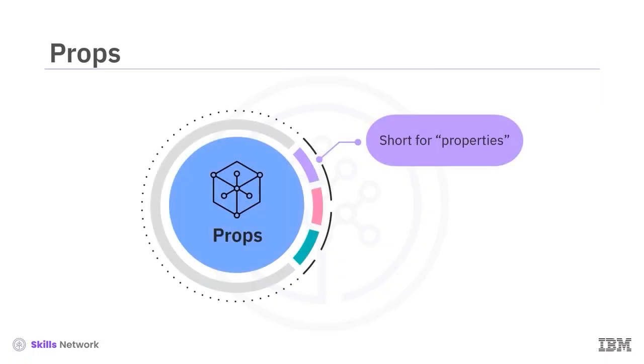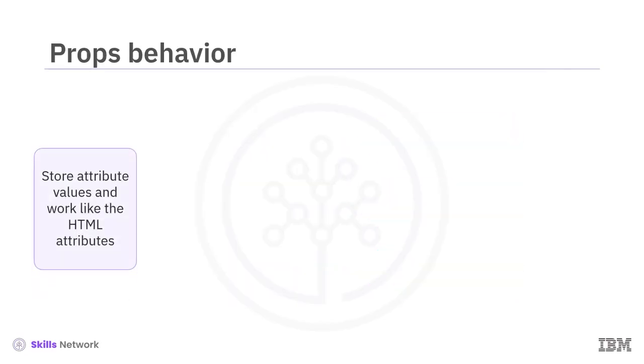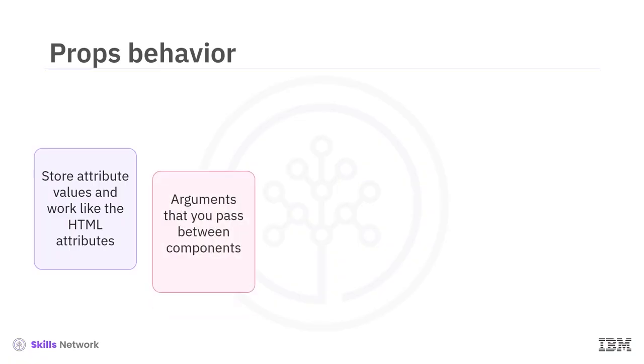Props is short for properties. You use props to pass data between components. React's data between components flows from parent to child only. Props are read-only components. Prop objects store the value of attributes of a tag and work like the HTML attributes. They behave like arguments to functions that you can pass from one component to another.